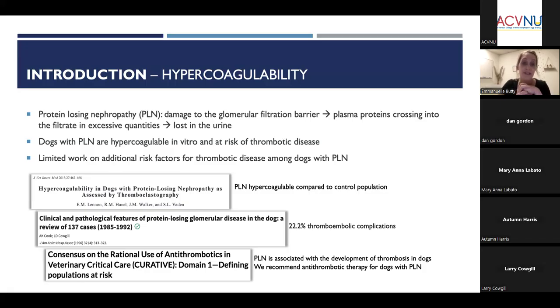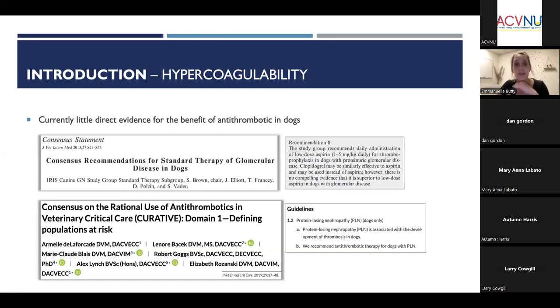What is interesting, though, is that there's definitely limited work on additional risk factors for thrombotic disease among PLN dogs, and this is what the author got interested in describing. They're also talking about the fact that despite the guidelines that we have, so we can see here the guidelines from the standard therapy of glomerular disease in dogs and the curative guidelines, that PLN dogs are predisposed and it is recommended to start antithrombotic therapy, but we don't really have great studies to show the evidence of the benefit from it.